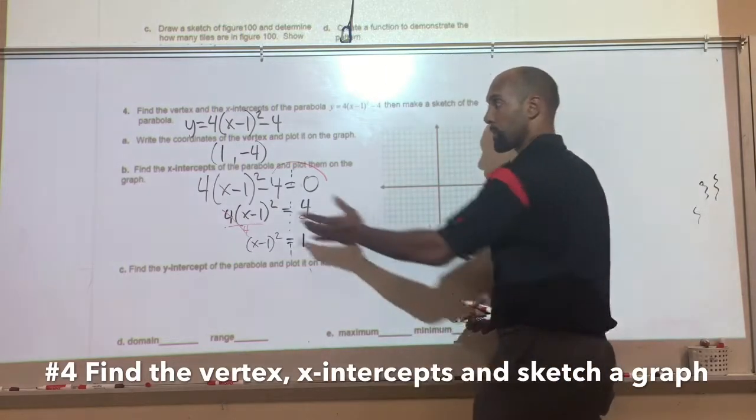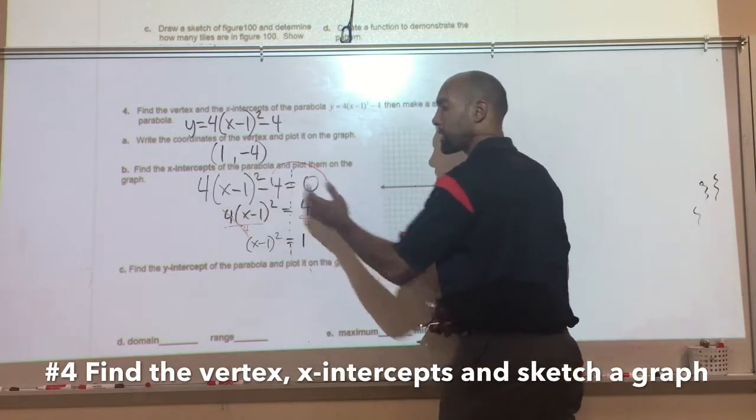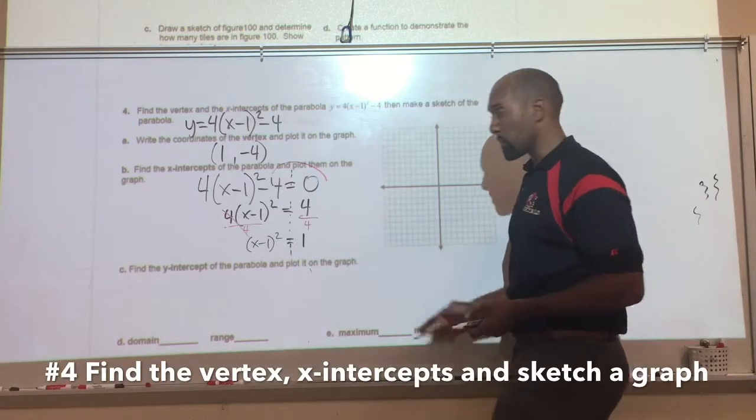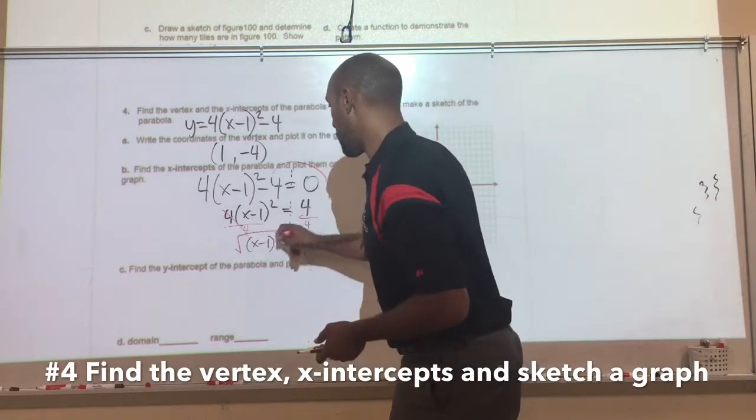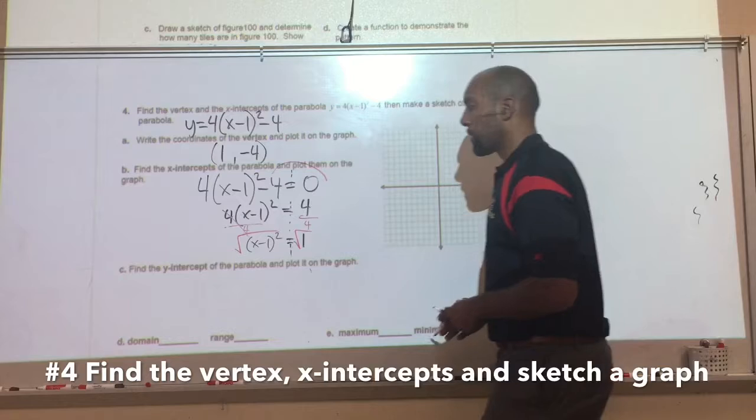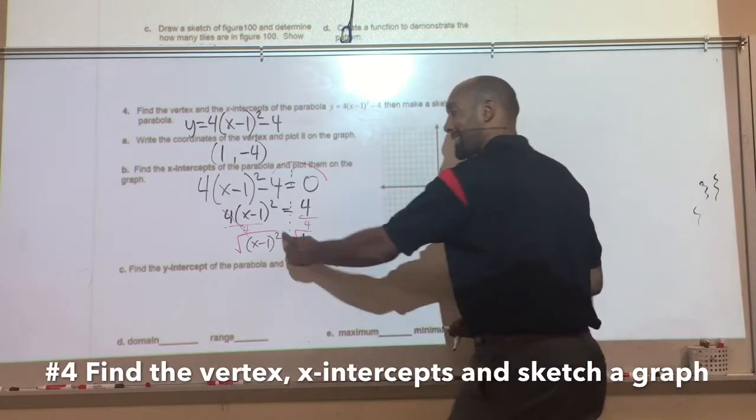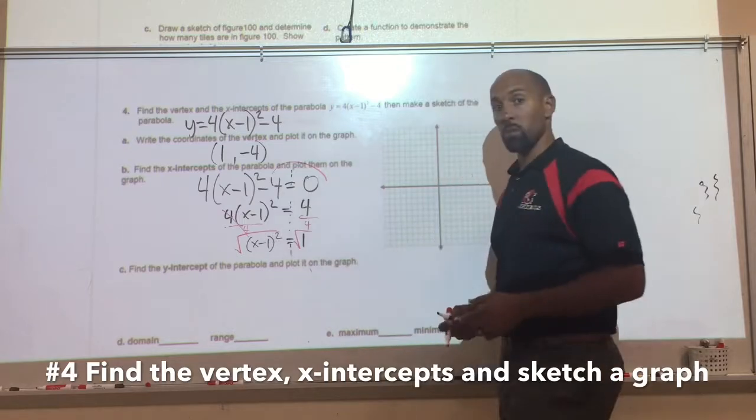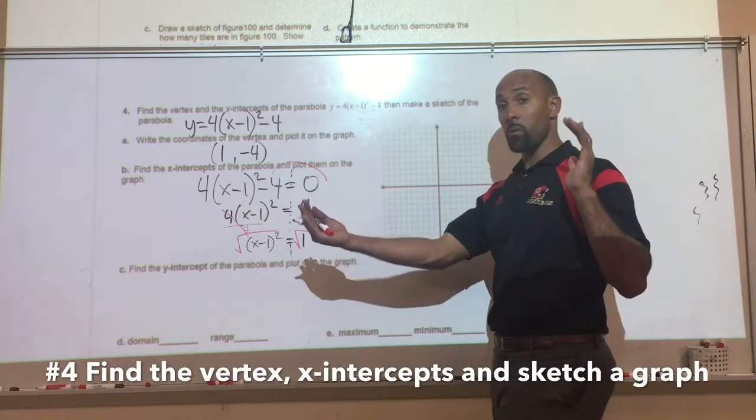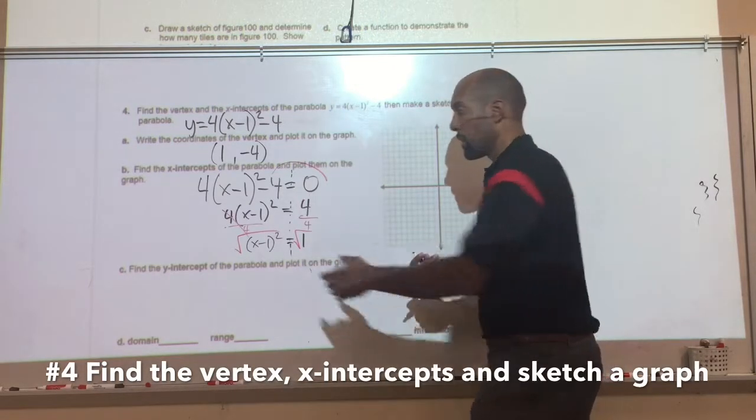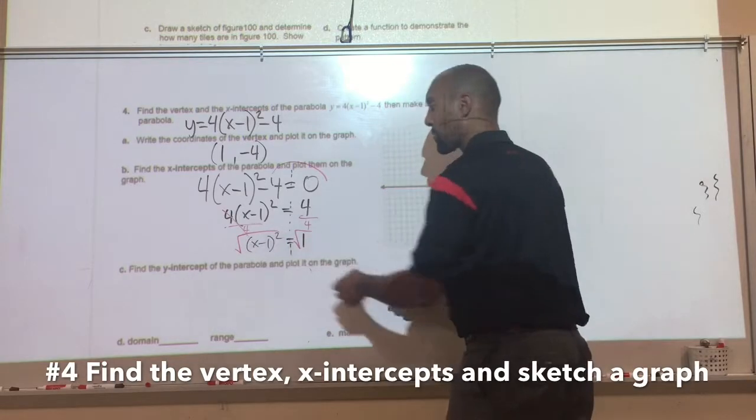So now you'll notice that I got rid of the 4, I got rid of this -4. So now all I have to do is square root each side. Now, what does the square root actually do? Well, what it's going to do is actually cancel out this square. Because remember, square means I have 2 of something. Square root basically cancels one of them out. So what it's going to do is cancel these parentheses.